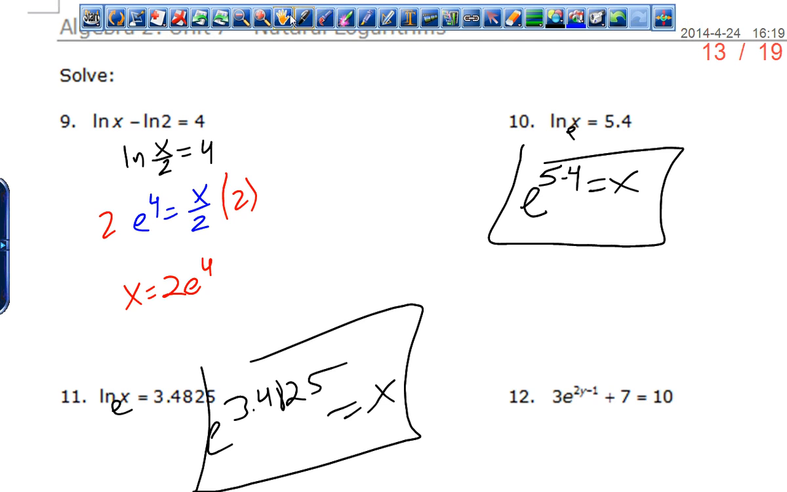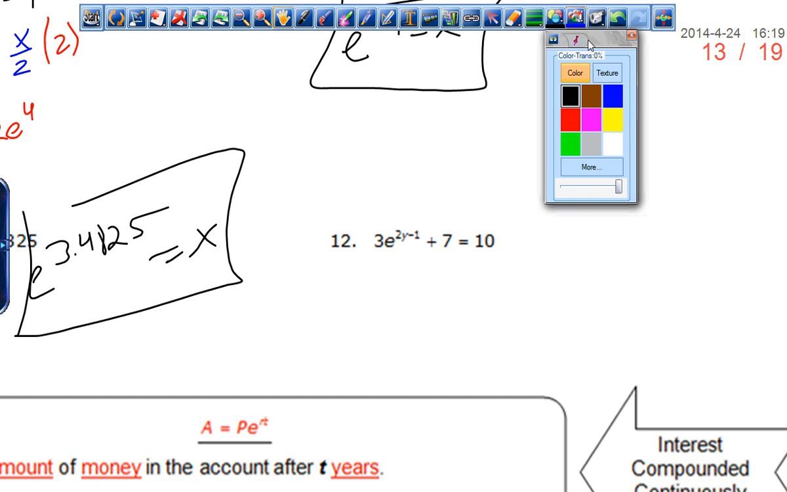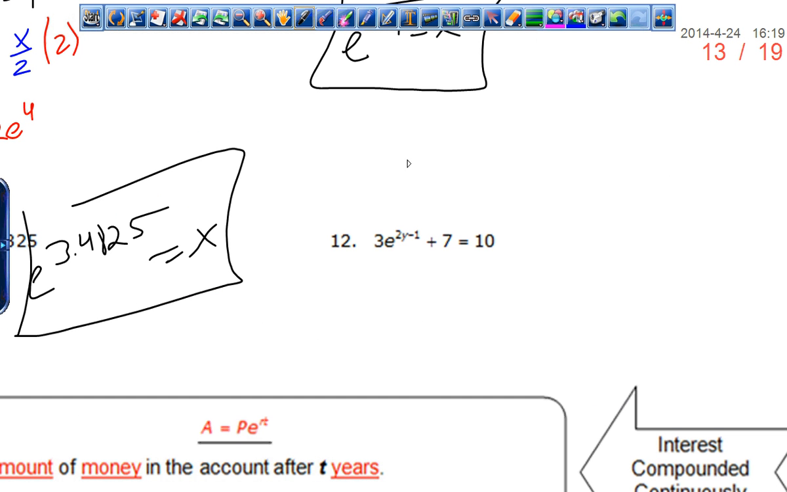All right. Number 12 is probably the hardest problem on this entire worksheet. We want to get y by itself. So first thing I'm going to do is subtract 7, then I'm going to divide by 3. So I get 3e to the 2y minus 1 equals 3. Then I'm going to divide by 3 like I said. So I'm going to get e to the 2y minus 1 equals 1.